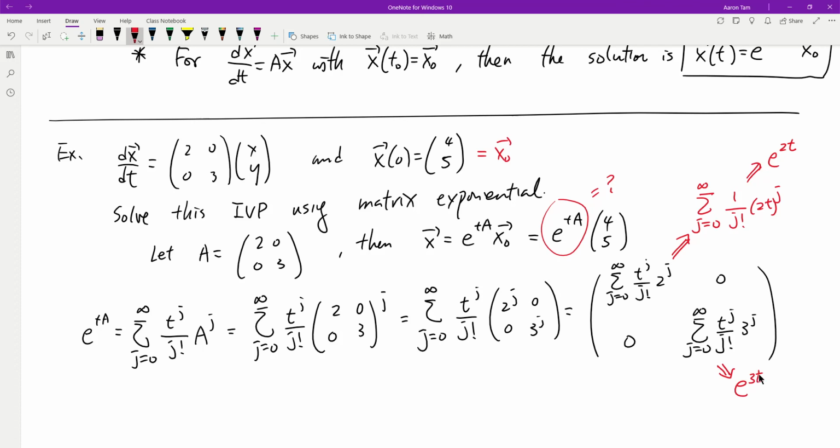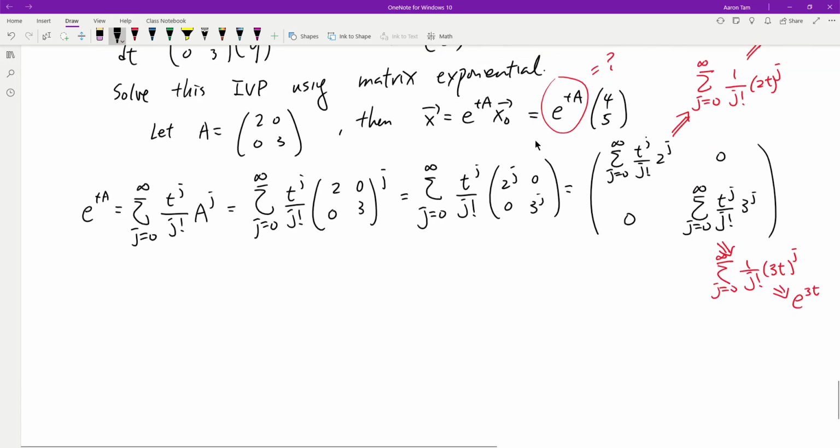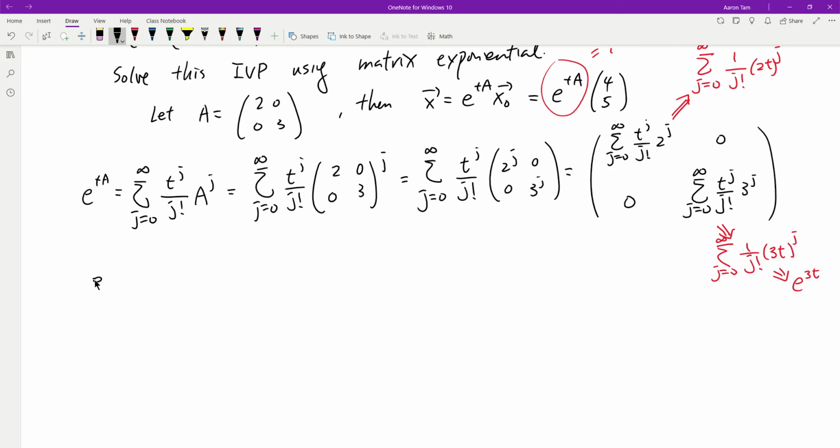Okay, maybe I'll write out the one extra step just to show you. This will form the summation, j from 0 to infinity, of 1 over j factorial times 3t to the j. And so that turned out to be e to the 3t. So therefore e to the tA actually wound up being this matrix.